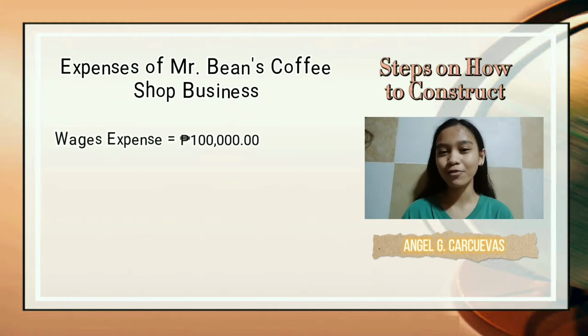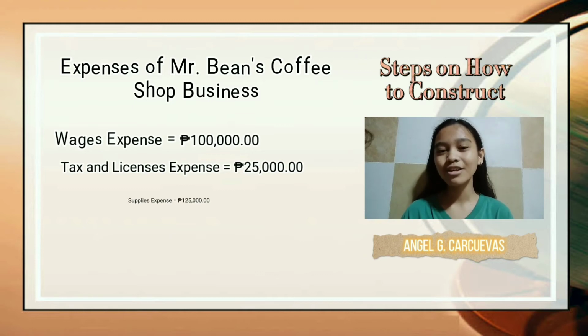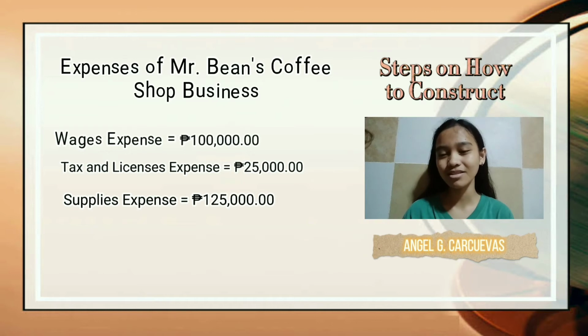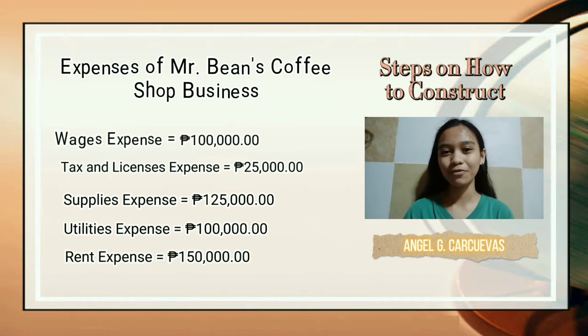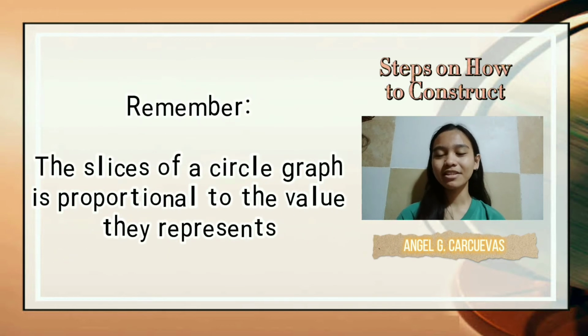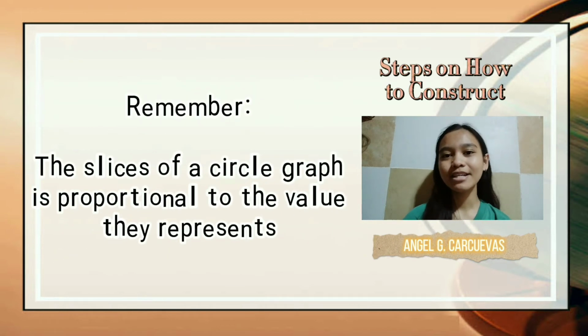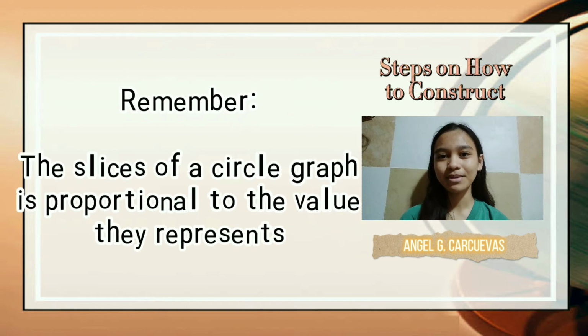Wages expense of 100,000 pesos, tax and licenses expense of 25,000 pesos, supplies expense of 125,000 pesos, utilities expense of 100,000 pesos, and rent expense of 150,000 pesos. We must remember that the slices of a circle graph are proportional to the value they represent.